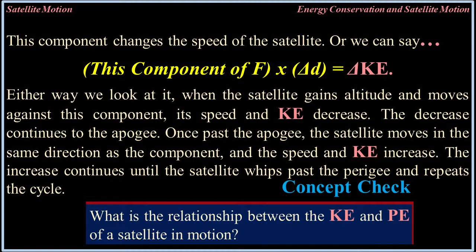Either way we look at it, when the satellite gains altitude and moves against this component, its speed and kinetic energy decrease. The decrease continues to the apogee. Once past the apogee, the satellite moves in the same direction as the component, and the speed and kinetic energy increase. The increase continues until the satellite whips past the perigee and repeats the cycle.